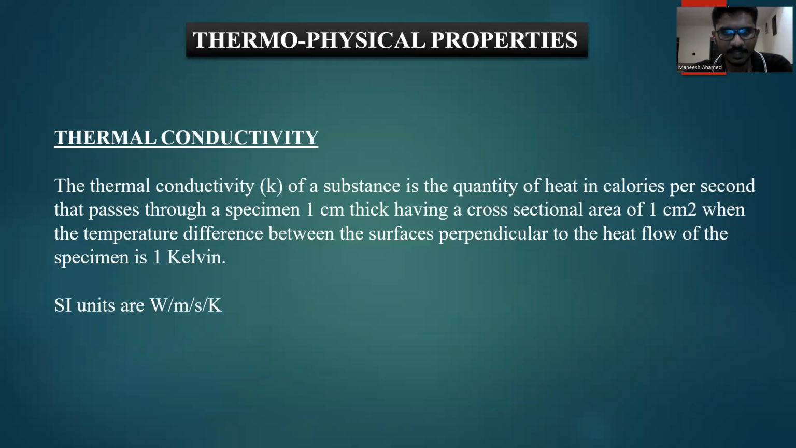Coming to the thermophysical properties. The first important property is thermal conductivity. The thermal conductivity of a substance is the quantity of heat in calories per second that passes through a specimen 1 centimeter thick, having a cross-sectional area of 1 square centimeter, when the temperature difference between the surfaces perpendicular to the heat flow of the specimen is 1 Kelvin. Its unit is watts per meter per Kelvin.